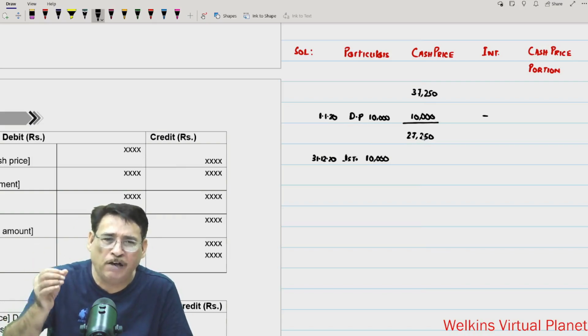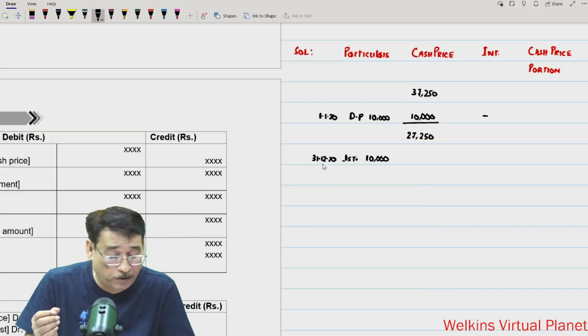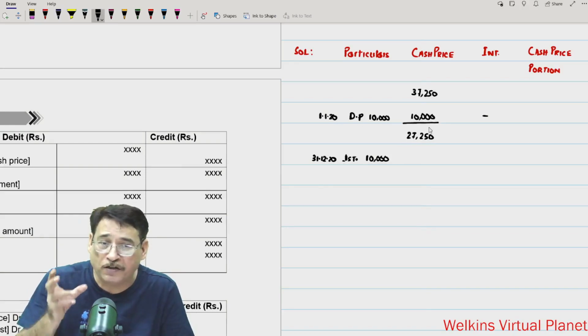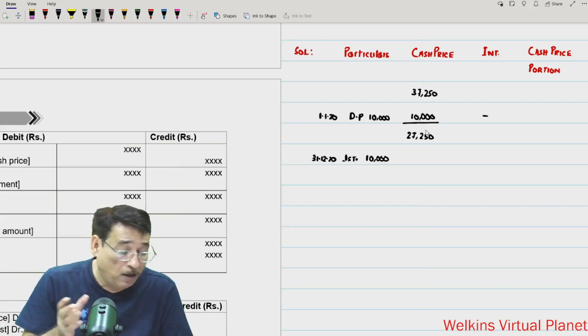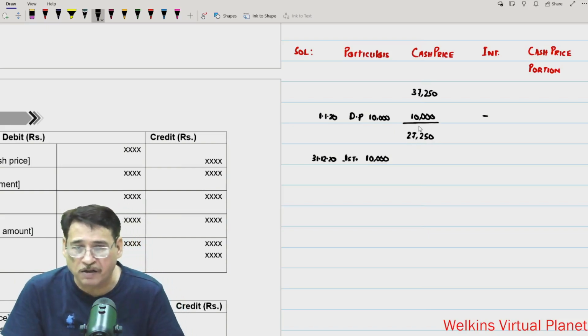Just think for a while, correct? I'm supposed to make the payment on 31st of 12/2020, 10,000. Now, because the loan amount outstanding on 1/1/2020 is 27,250, how much interest will the bank charge? The bank will charge 5% of this amount. Is it clear to you or not?